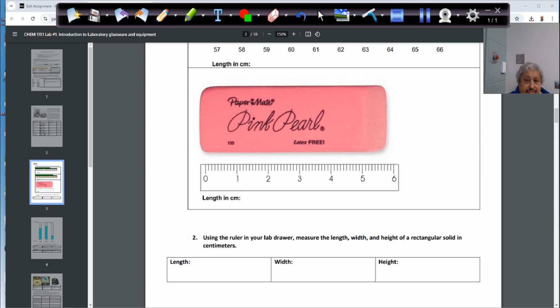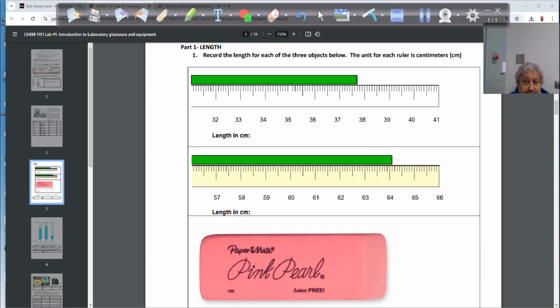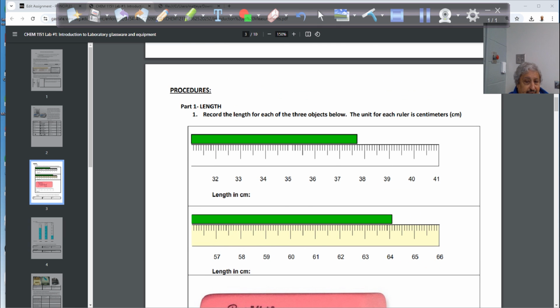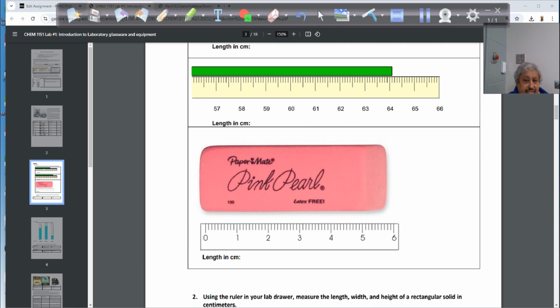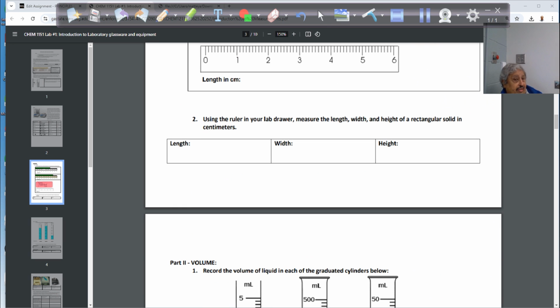So do the first one, and then you do the second one. First one, take the snapshot of it. Second one, take a snapshot, then the third one, and so on. Any questions so far? That's straightforward, correct? Using the ruler in your lab drawer, that's your blue ruler. It has a blue color. We have them for you in the back as well. So those are here, the blue ruler.